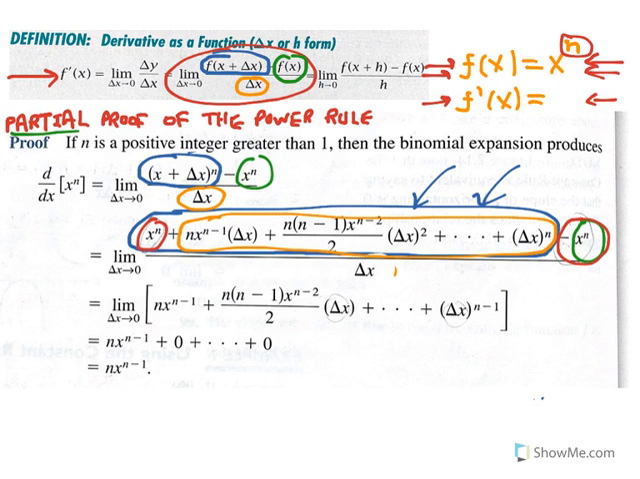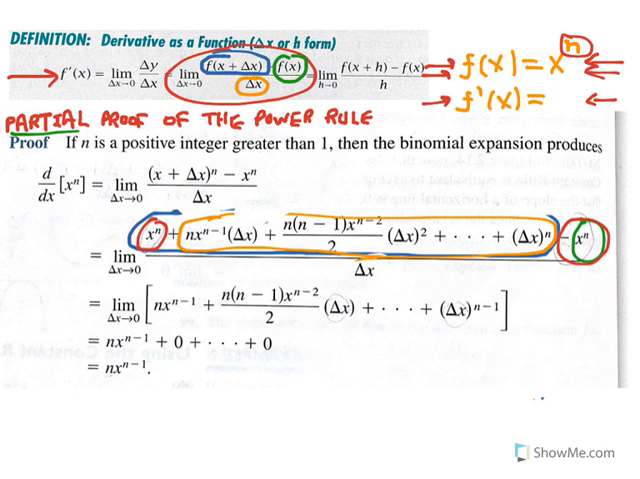You can see that each of those terms in the numerator has a common factor of delta x that I can factor out and cancel with the delta x that's in the denominator. So when we do that, the denominator will be canceled out, and a factor of delta x will be factored out from each of these terms in the numerator. This particular term has only one factor of delta x, so when you factor it out, you're just left with n times x to the n minus 1.